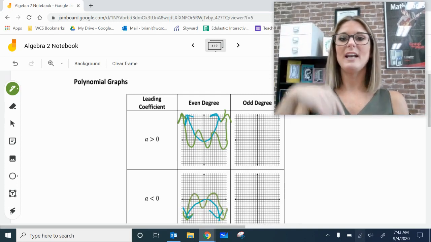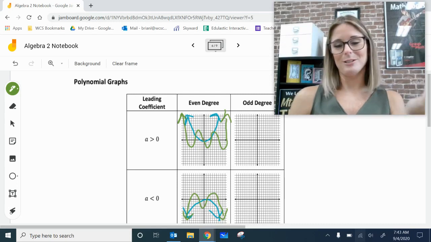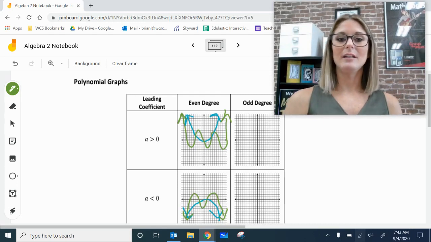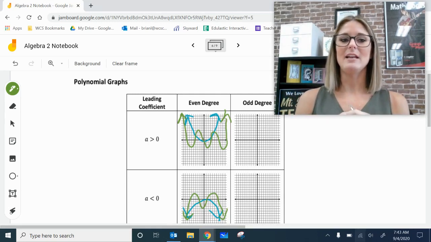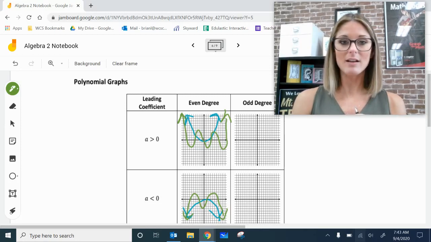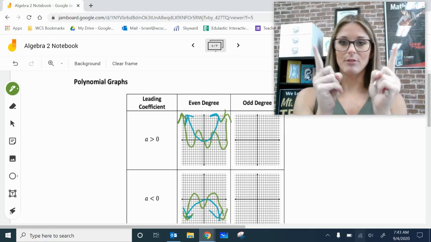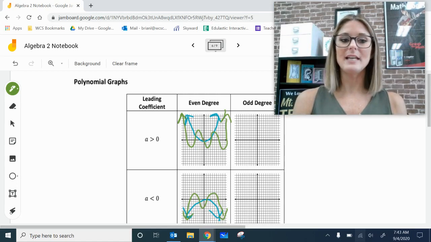So notice on the first one, I drew extra humps and bumps. This one I just did too. So that's going to depend on some other things we're going to talk about later in the notes. For now, let's just think about our ends. So far we've said if a is greater than 0, if a is positive, even degree, both arrows are up. And then we said if a is less than 0 or negative with an even degree, both arrows are down.